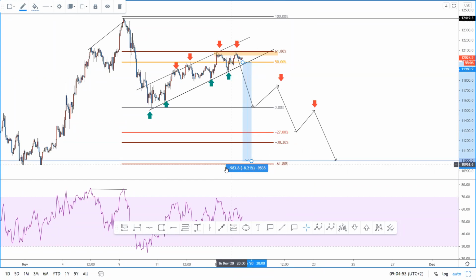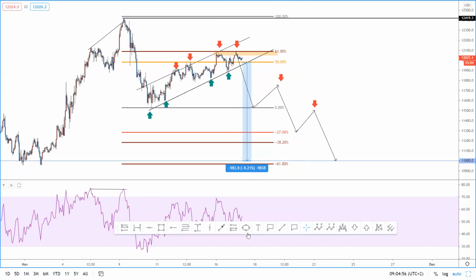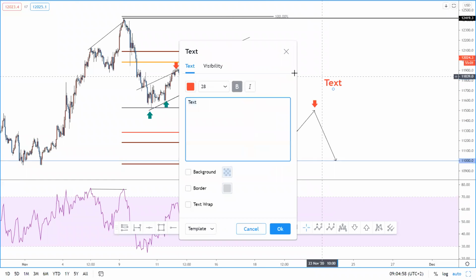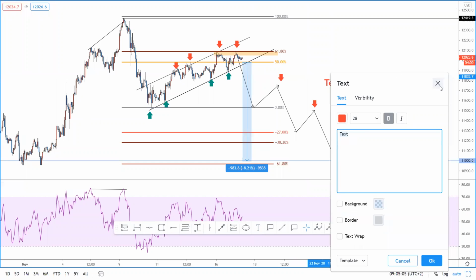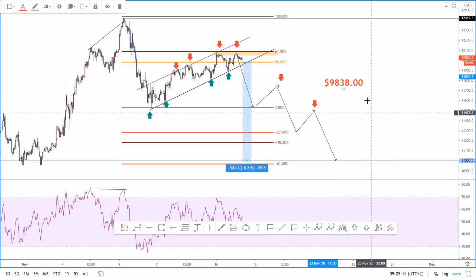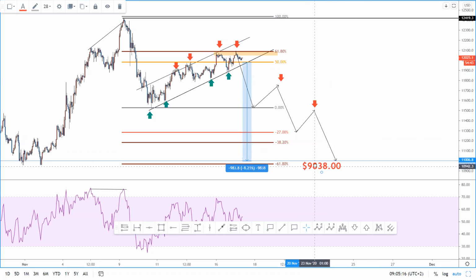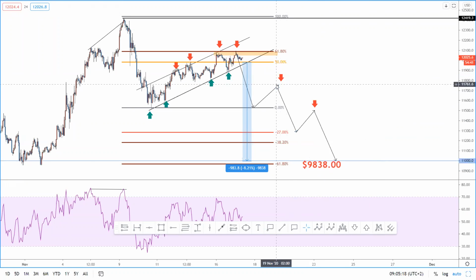But the correct one is this one. So we are looking at about, let me check quickly, an opportunity of 9,838 USD. That is the overall opportunity in terms of NASDAQ. However, through scaling in, we'll be able to make more.